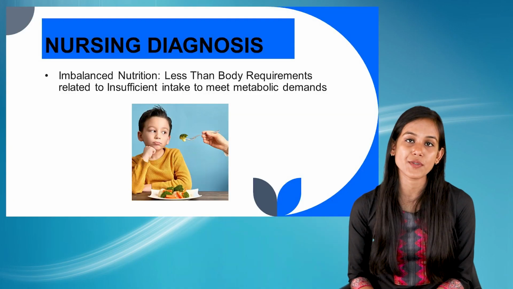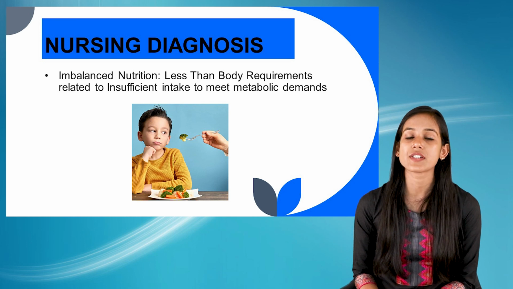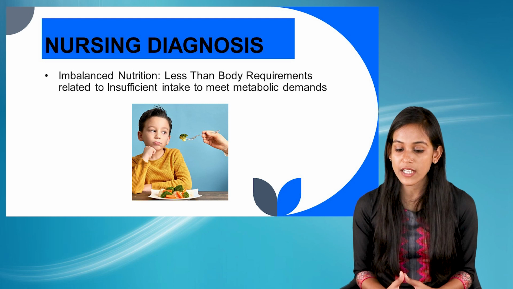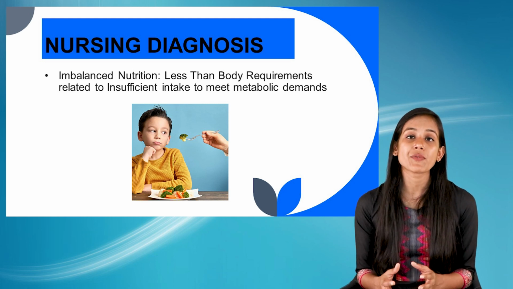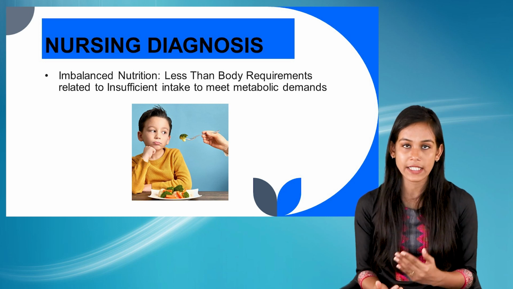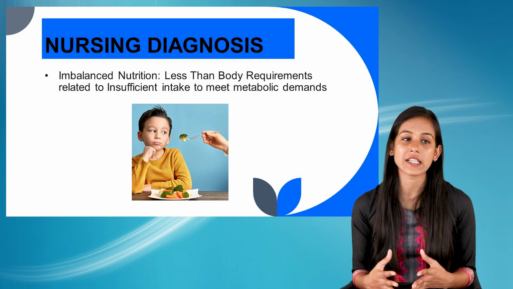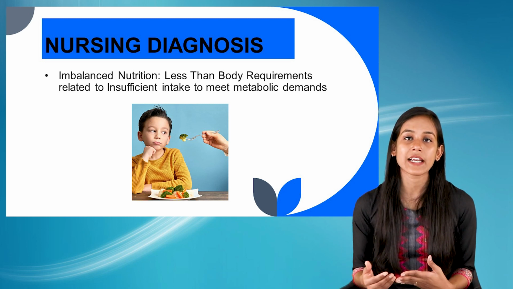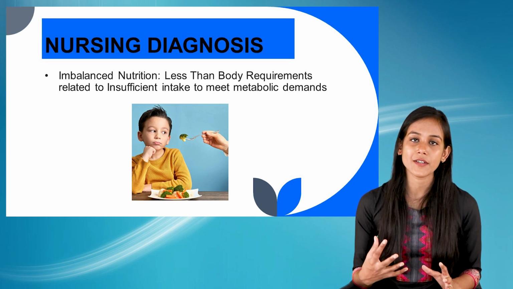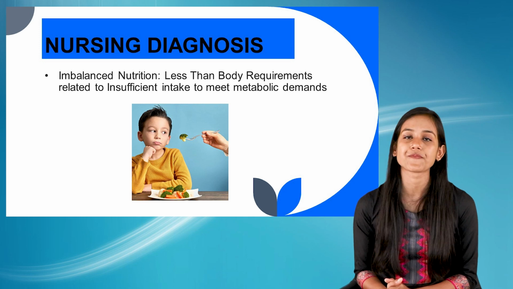In nursing management, first we would talk about nursing diagnosis. Definitely the child will have imbalanced nutrition, less than body requirements, related to insufficient intake to meet the metabolic demands. We know that the liver enzymes would be elevated, the liver won't function properly, and it helps in metabolism. Because of the impaired liver function, the child will have imbalanced nutrition.